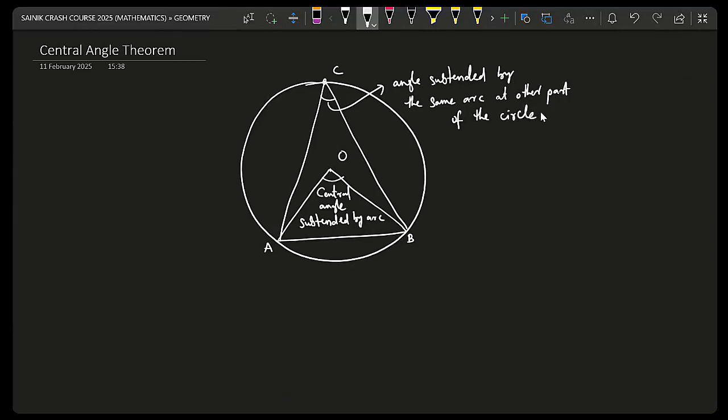What do you mean by other part? Other part means this arc only creating that angle. You cannot take the point on the arc again. Other than the arc, any part of the circle, the remaining part you can take, but don't take on the arc.